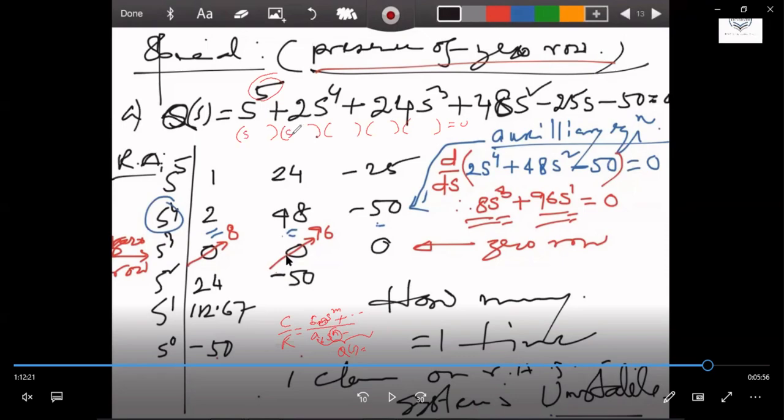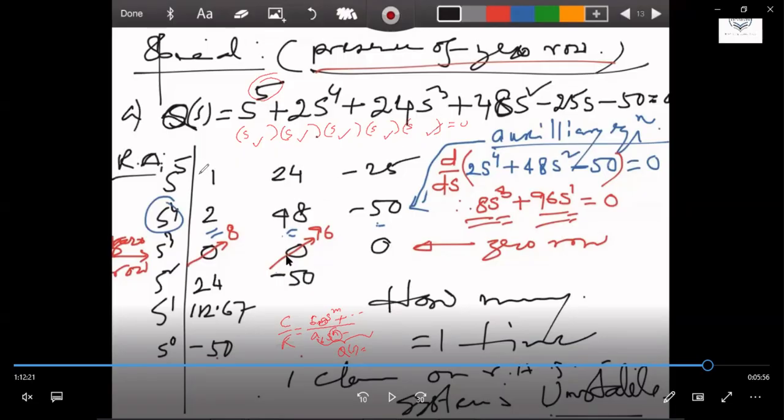Come on. Are you okay? Yeah, sir. So how many factors? Sir, 5 factors. That's right. So if you get 5 factors, that means there are 5 closed loop poles: 1, 2, 3, 4, 5, right?